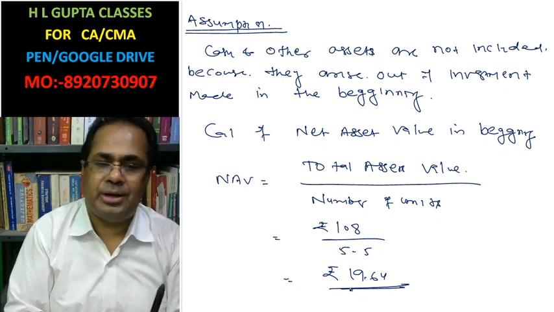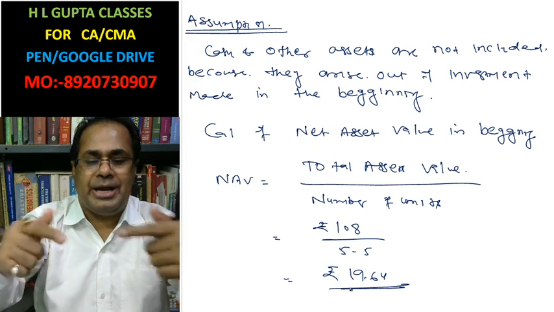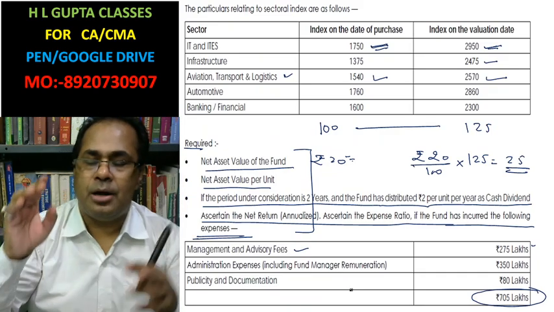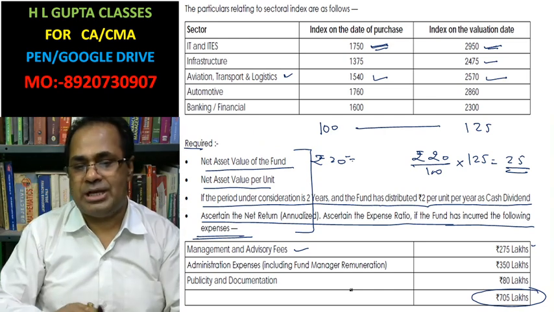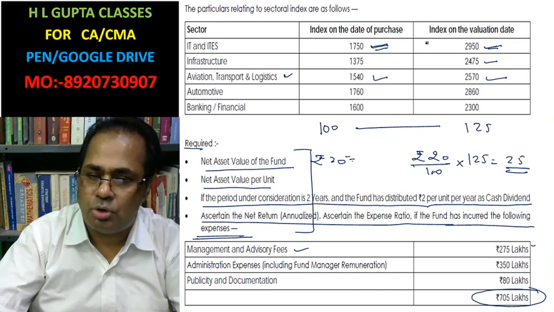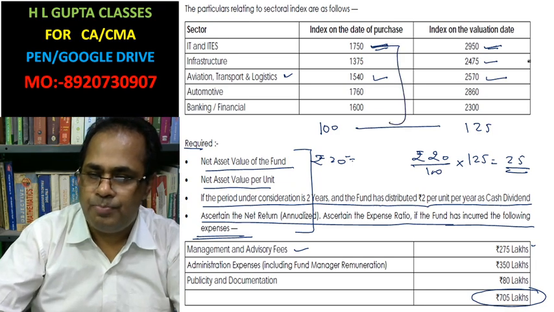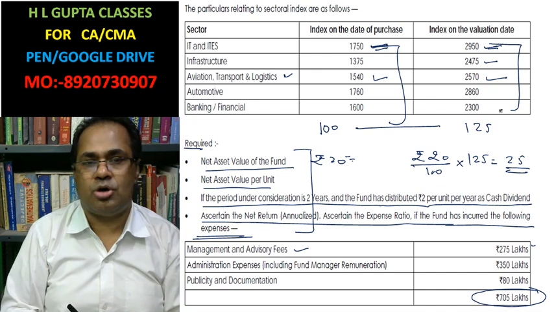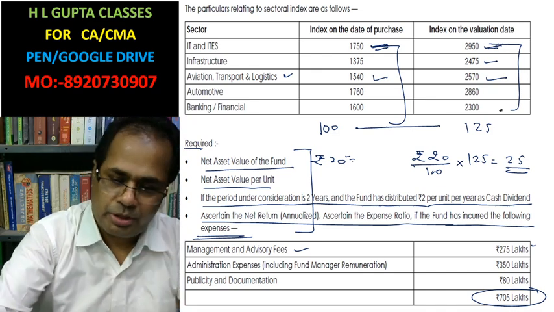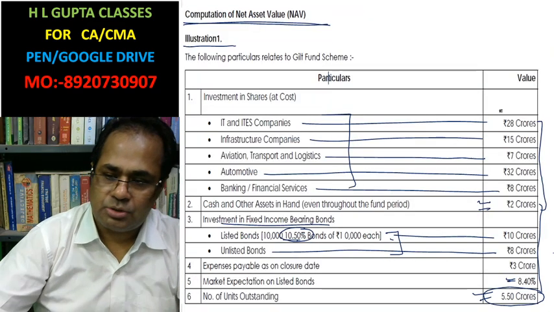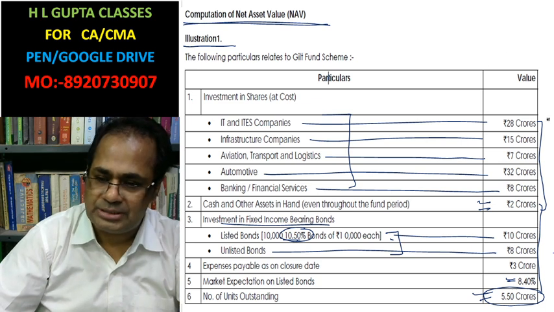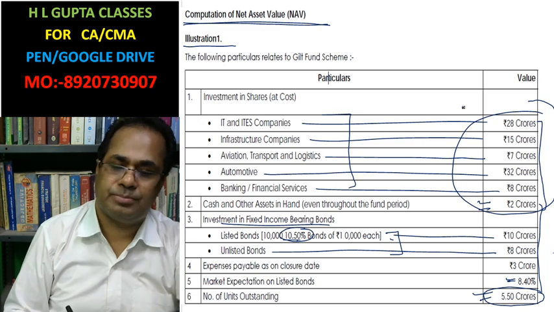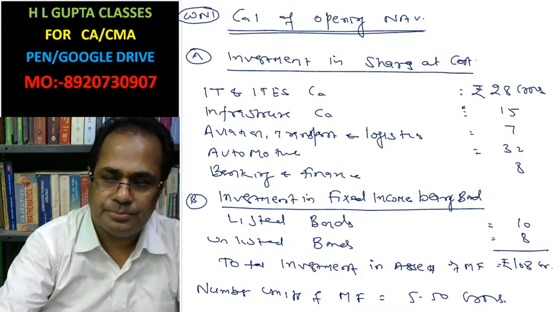Exactly the same way we have to calculate net assets value at the end. Okay, for net assets value at the end, you will have to use all these index points, because according to the index points the share value will increase or change. Okay, now all these values are set up with the discussed index points.